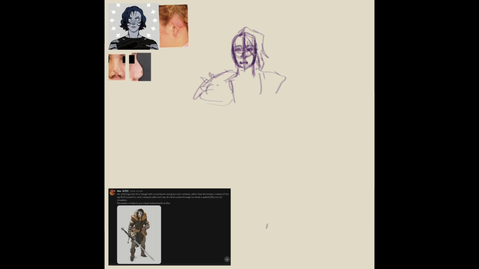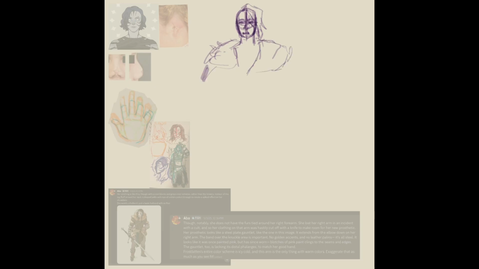Hey, this is another one of my finished commissions, and if you noticed, I am talking during this. Wow, big shocker. So this character's name is Frostbitten, and I was commissioned by one of my Discord friends, and she is a Goliath who has had frostbite in the past.